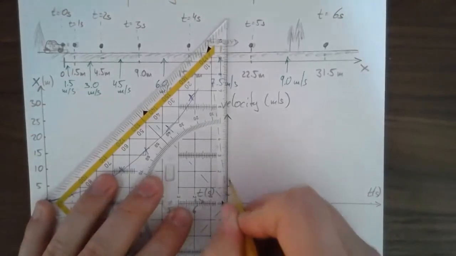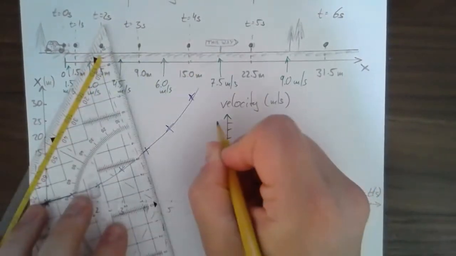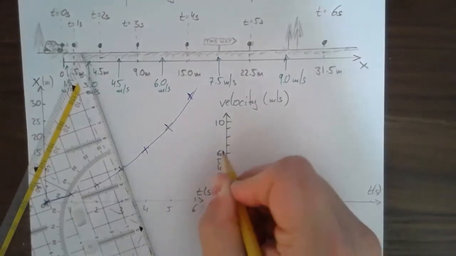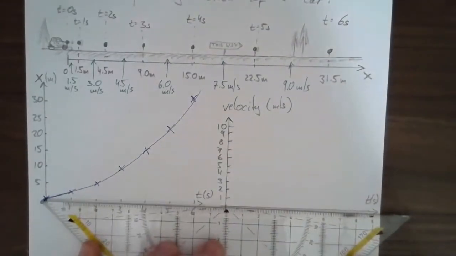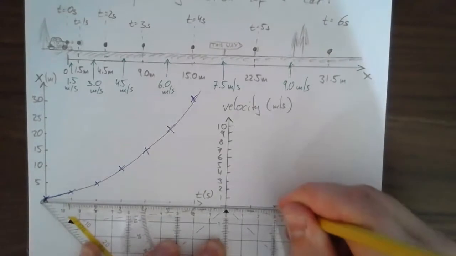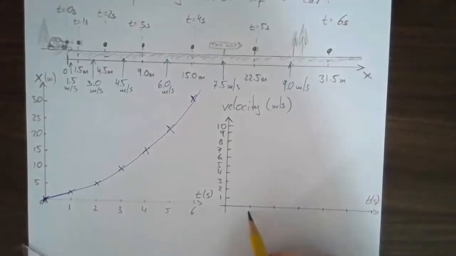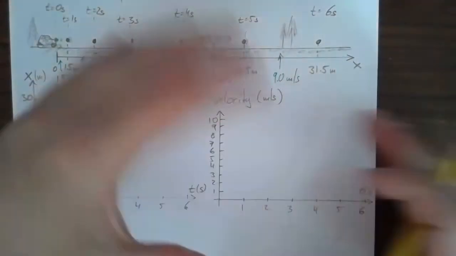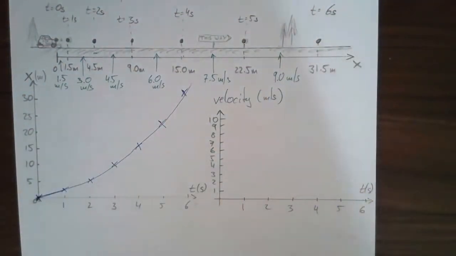So I'm going to just mark 1, 2, 3, 4, 5, 6, 7, 8, 9, 10 meters per second. And then along the bottom, we're going to put 1 second, 2 seconds, 3 seconds, 4 seconds, 5 seconds, 6 seconds, just barely. Of course, you always have a choice of how you scale your graph, right? I could have stretched this axis more, but in the space I had, this was the scale that I chose.